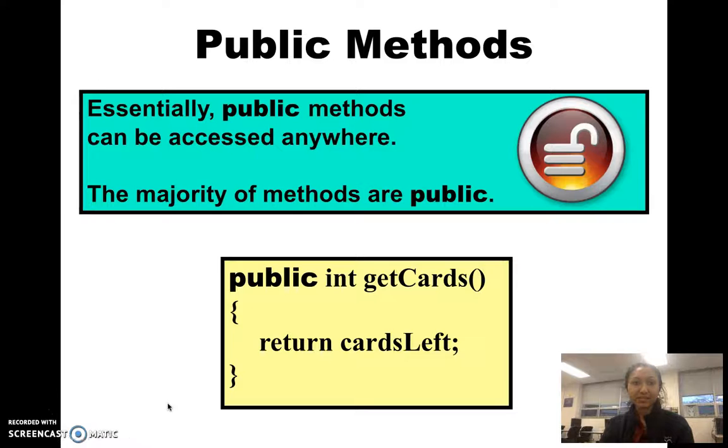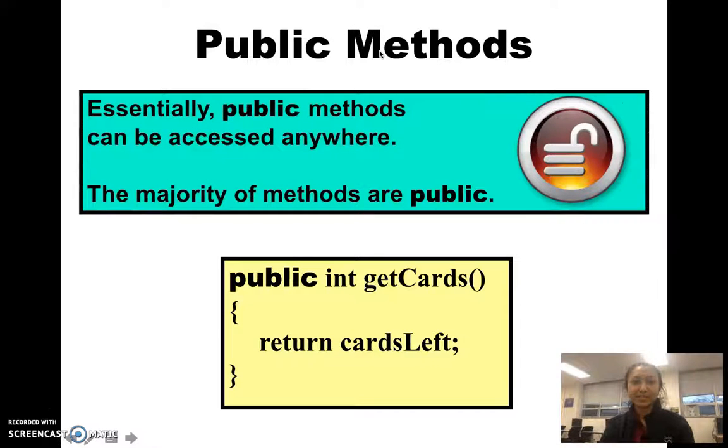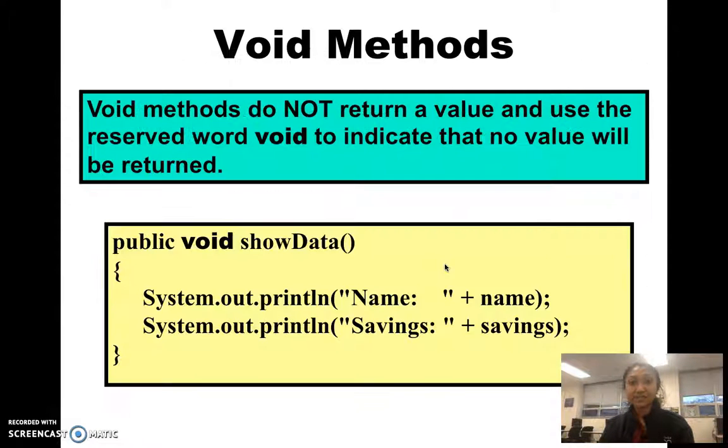Non-static method. Public methods can be accessed anywhere. The majority of methods are public. Private or helper methods: occasionally a method is created in a class that is never called outside the class. In such a case, the method should be declared private. So you guys have to use your best judgment. If you create a method in a class that will never be needed outside the class, it's only created as a helper for other methods, then you create it as private. And public, you can use outside, like your get methods and your mutator and set methods.